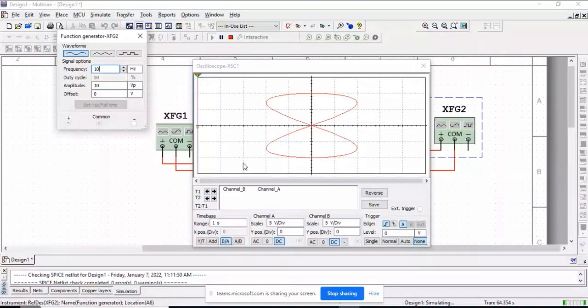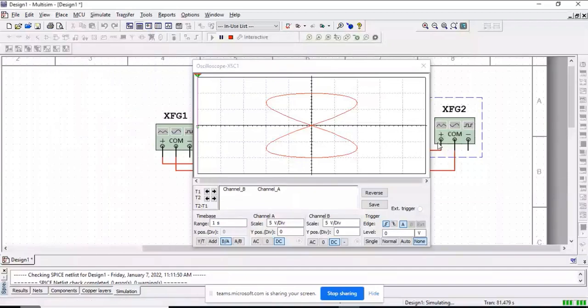Now, after reading your lab journal, you can easily analyze the Lissajous figure, how you can get the circle, how you can get the straight line. For the circle, you need to know the phase difference between the input and output signal. If the phase difference is 90 degree, you will get the circle Lissajous figure.